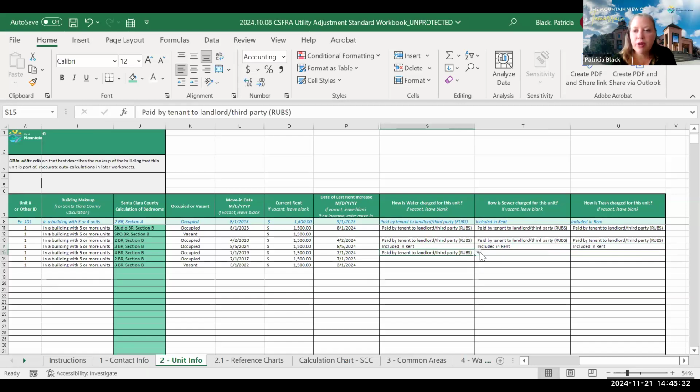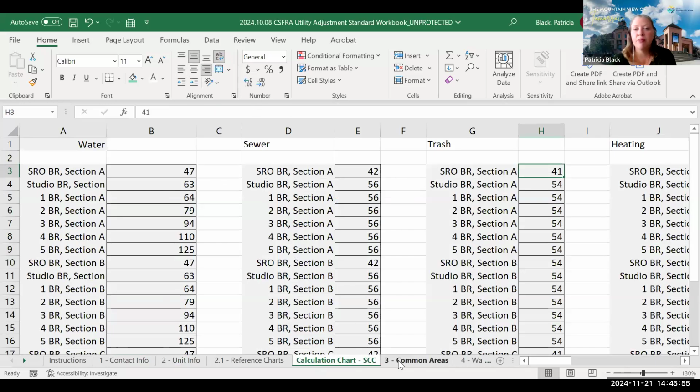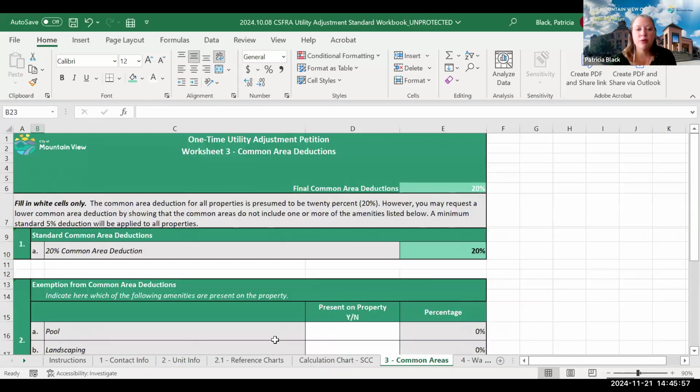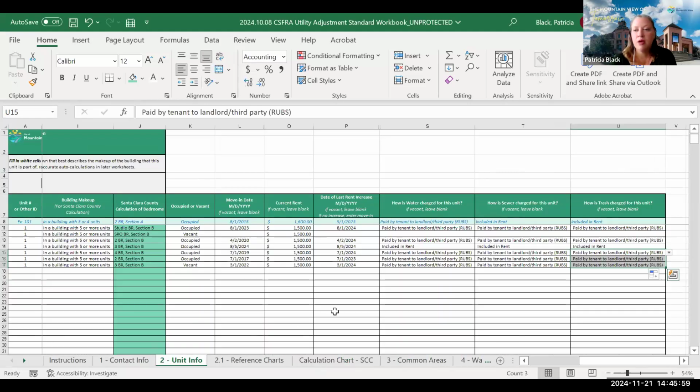And most of our tenants here are paying through RUBS, right? So we're going to let the workbook know that. So this worksheet is really kind of your heaviest lift, okay? This is the one that's going to take you the most time because the rest are automated to fill in information from these other worksheets, okay? So this is your hardest one. Once you get through this one, you're pretty much done.